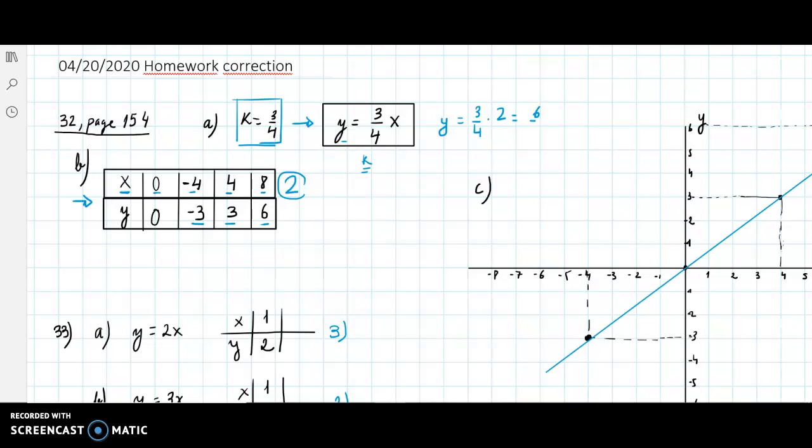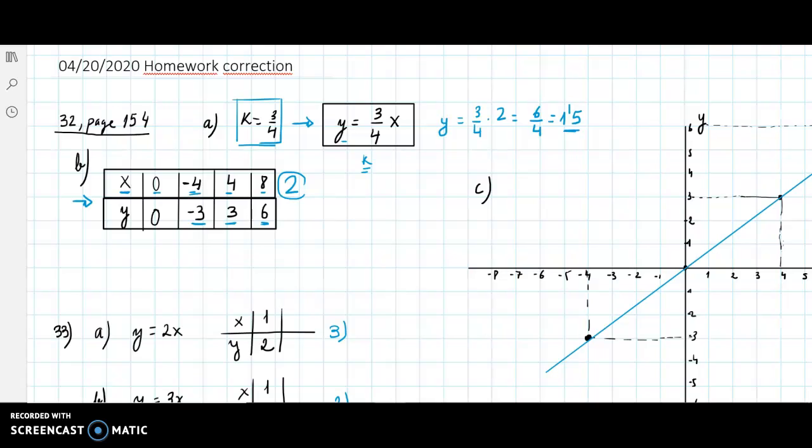I get a decimal number, that is 1.5. Well, it's not a problem because this number is not difficult to represent. But you can give numbers to get exact whole numbers, not decimals. That's better to represent the function. But anyway, you can give any number to the x.